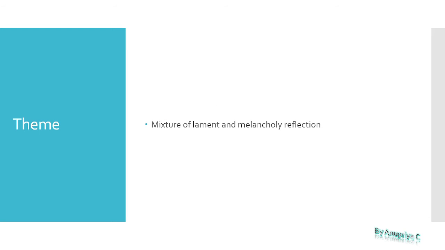Looking at the theme of the poem, since it is a mourning poem or a lamentation on the death of someone very close, the theme is a mixture of lament and melancholy reflection. So this is a reflection on something that is melancholic, as well as a lament, it is mourning. The poet is mourning the death of someone close. The meaning of melancholic is sad, a sad reflection on someone the poet has lost.